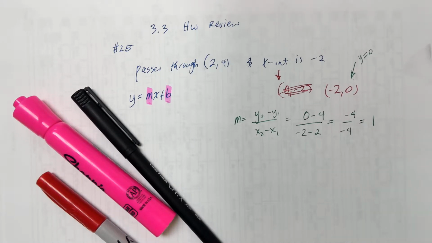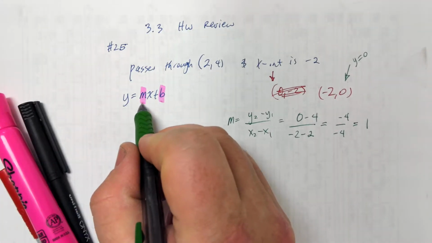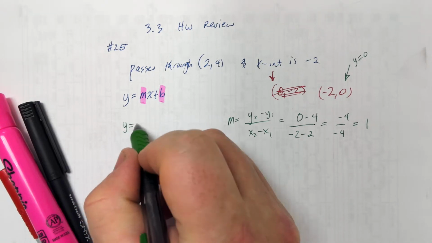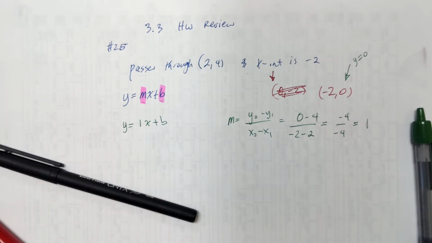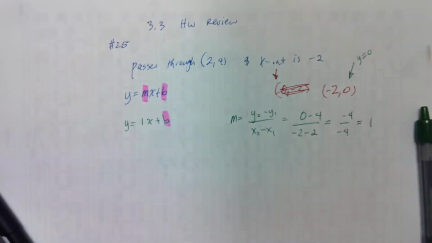I just wanted to double check I plugged everything right into the formula. So this is going to be negative 4 over negative 4. Is that right? Okay, so I'm just being careful. 1. Okay. Negative divided by negative is positive. So I know my slope is 1. So y equals 1 times x plus b. So we got that part down. Now we just need to find the y-intercept.